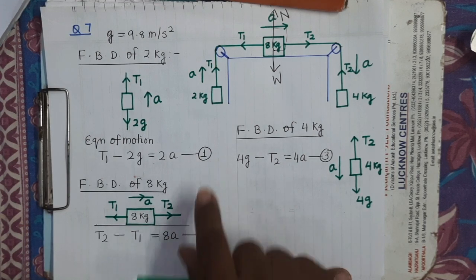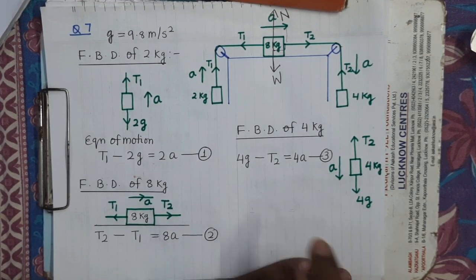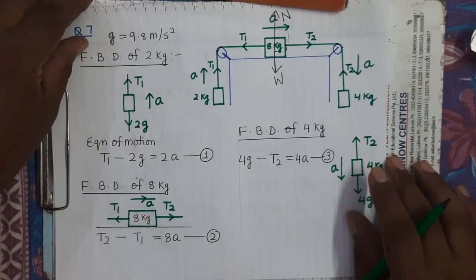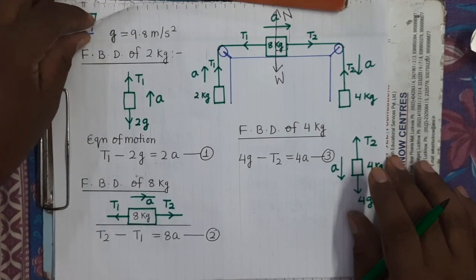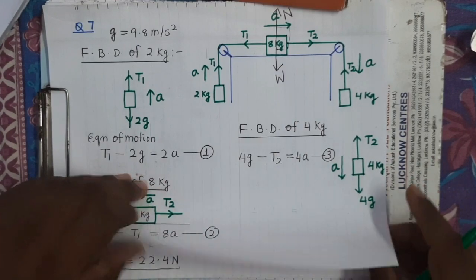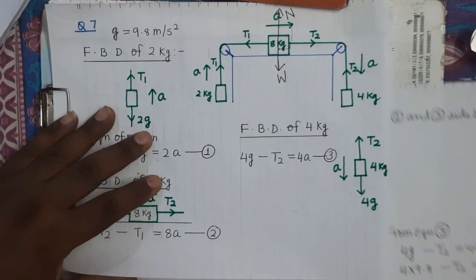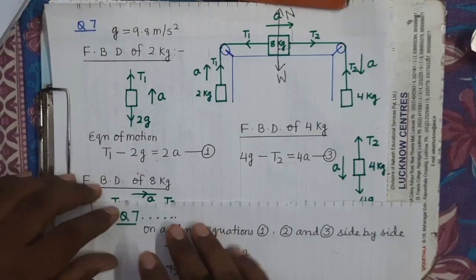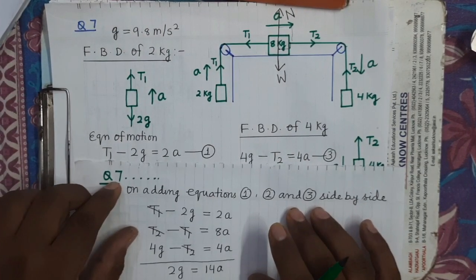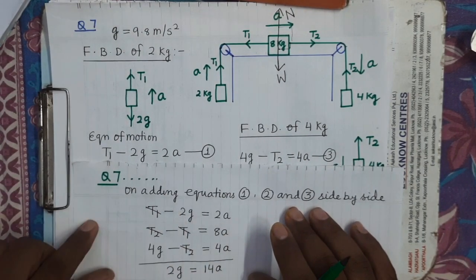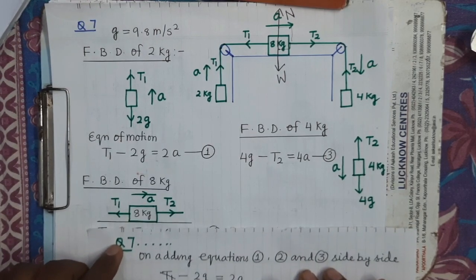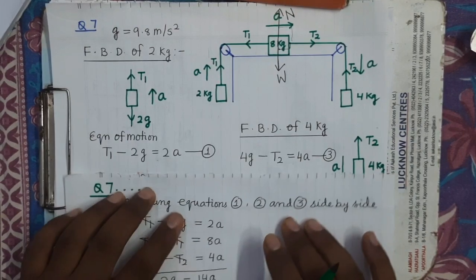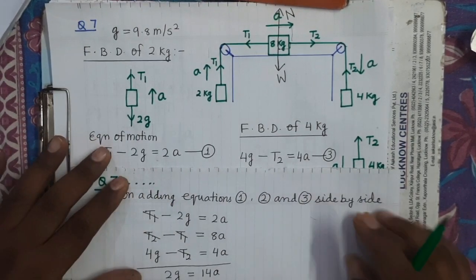Now if you add equation 1, equation 2 and equation 3 side by side, you can see here these three equations have been added. This is equation 1, T1 minus 2g equals 2a, then T2 minus T1 equals 8a, and the third is 4g minus T2 equals 4a.